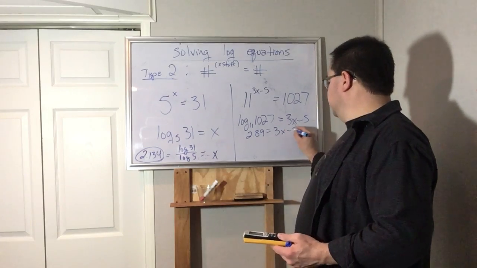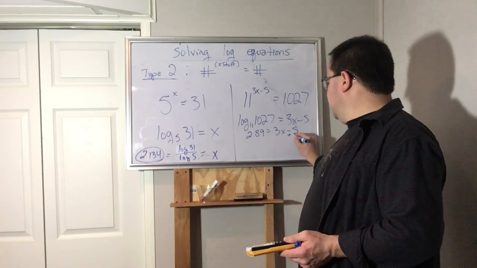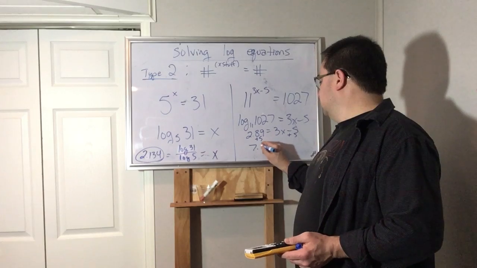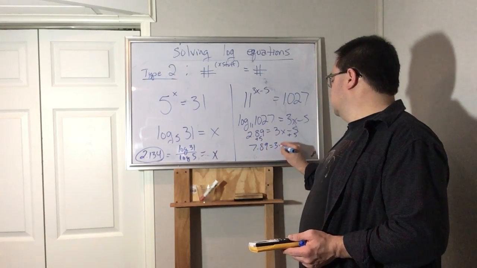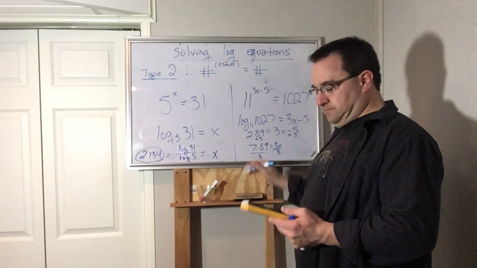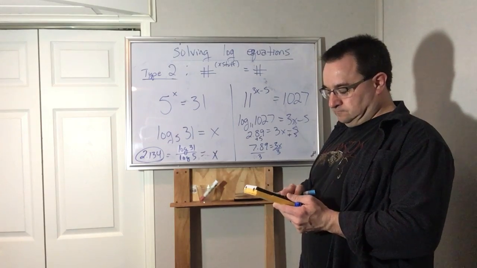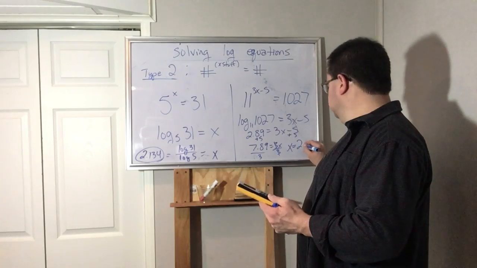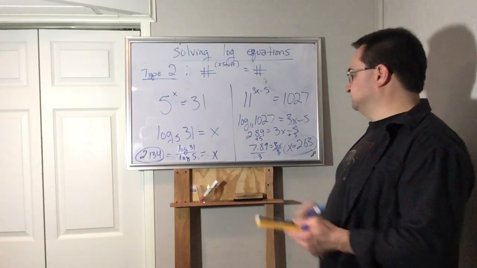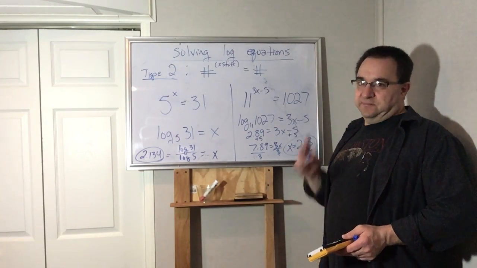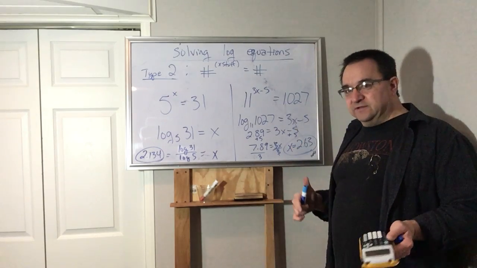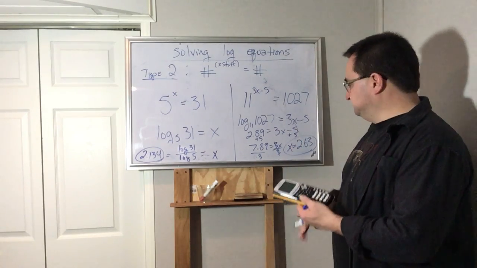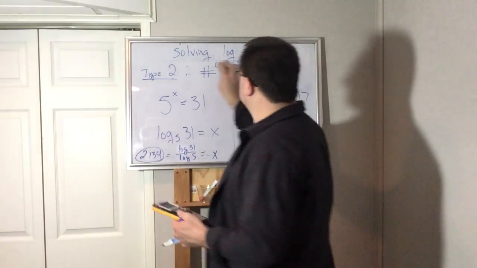equals 3x minus 5. And now I'll add 5. And I'll divide by 3. And my final answer is x equals 2.63. Okay, so that would be type 2. You've got to rewrite as a logarithm, and then you can solve it.